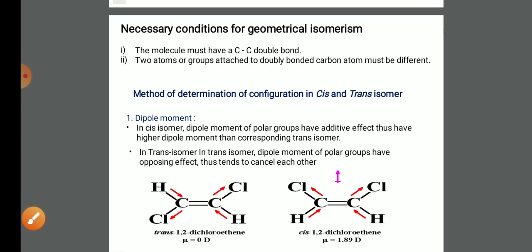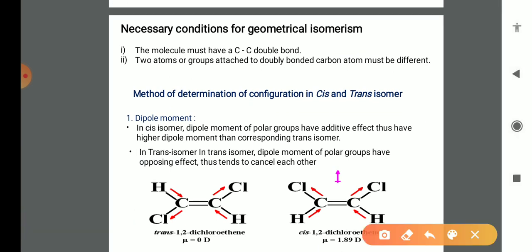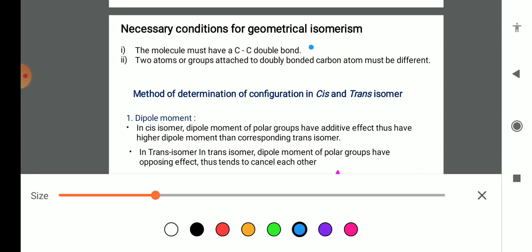Now, what is the condition for geometrical isomerism? The first condition is that the molecule must have a carbon-carbon double bond, and the second is that the two atoms or groups attached to each double-bonded carbon must be different. So two conditions: the double bond between carbon and carbon, and the atoms or groups must differ.